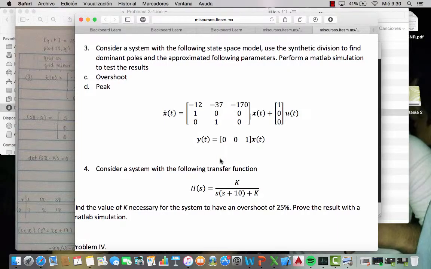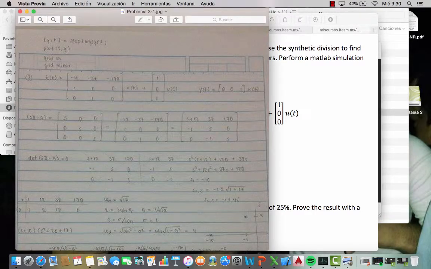For problem number 3, we have to consider a system with the following state space model, using synthetic division to find the dominant poles and the approximate parameters. Also, we need to perform a MATLAB simulation to test the result. We need to calculate the overshoot, the MP, and the peak time. So we have this state space model, and we pass to the procedure.